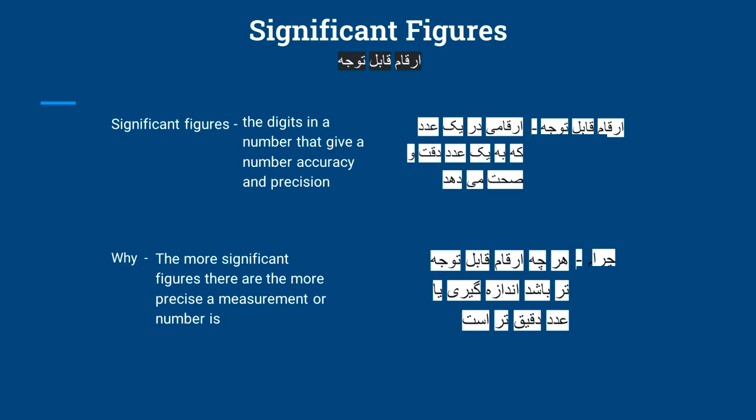So significant figures are the digits in a number that give this number accuracy and precision. When you're doing math or measuring something, you want to make sure that the numbers you're using are as precise as they can be while still being accurate. So you want them to be as exact as possible. So this is why we use significant figures.